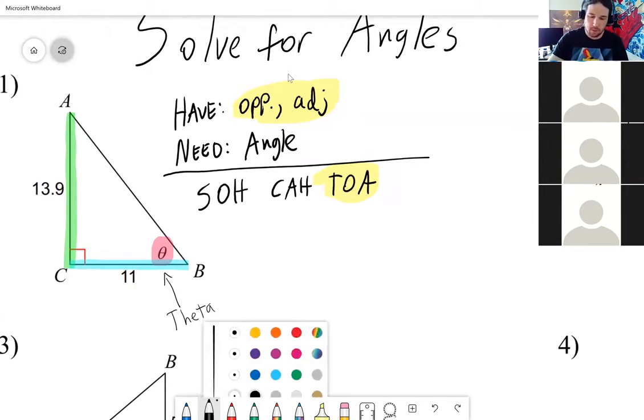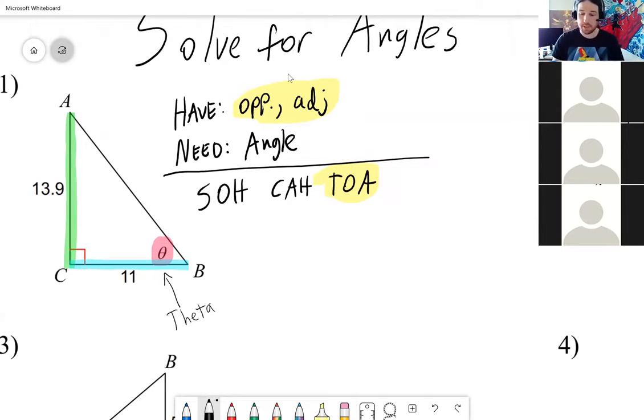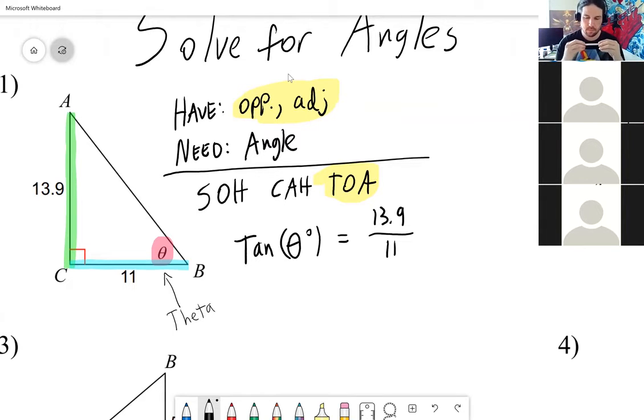Okay, so we're still using tangent. So we get tangent of theta degrees. We don't know what theta is, but we know that it's equal to opposite over adjacent. Opposite is 13.9, adjacent is 11. Any questions on the setup so far? Because this is where the new stuff starts, and I want to make sure everyone's good with the setup here. Has anything that I just said or anything that we just did confused anyone in any way? Can I answer any questions?